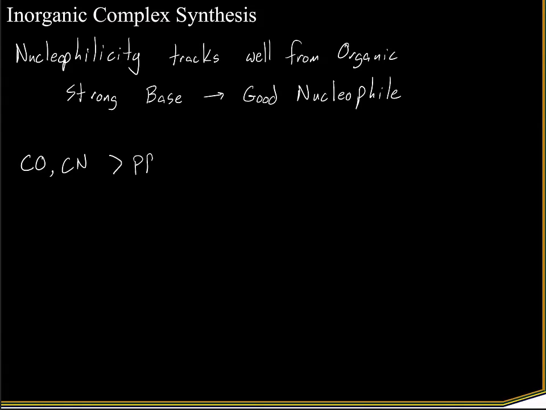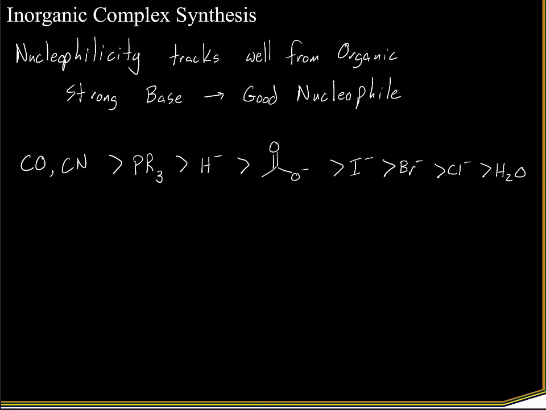This is followed by phosphines, so PR3. Whether R is alkyl or aryl, these are all reasonably nucleophilic when it comes to transition metal complexes. This is greater than a hydride. Somewhere in this ballpark is the acetate anion, which falls down about here. This is generally better than our halogen series, which is in general better than water.